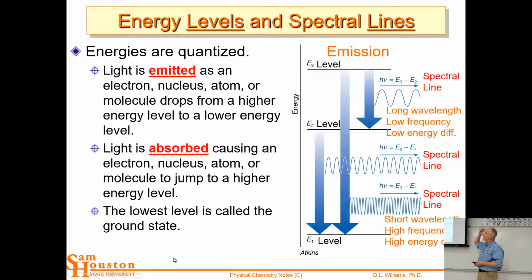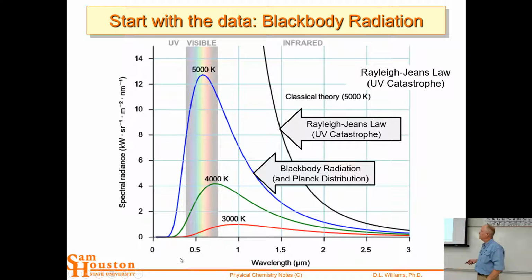So in your mind, this would be a three-level system, a three energy level system, and these are the three different transitions that you can get from this. You should be able to understand the difference between levels and spectral lines. Levels are the three energy levels, and the spectral lines are the differences between those. So let's go back to the data, that blackbody radiation.